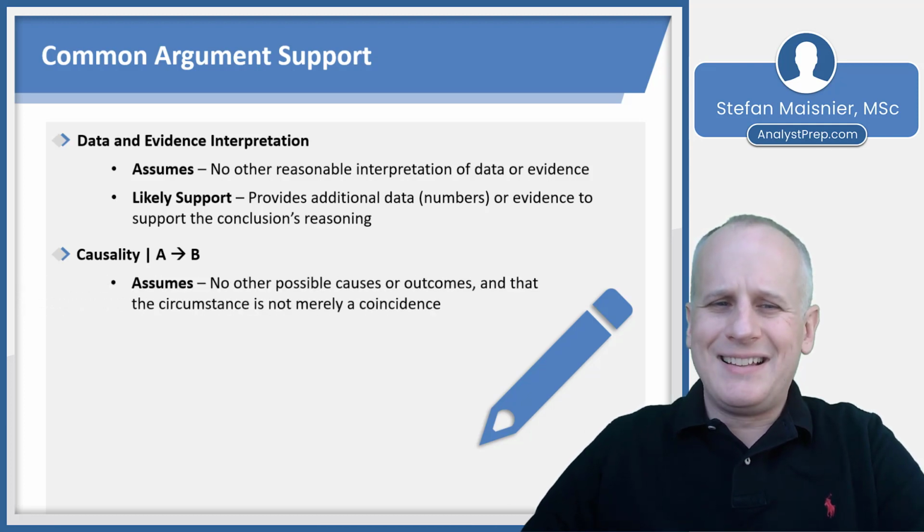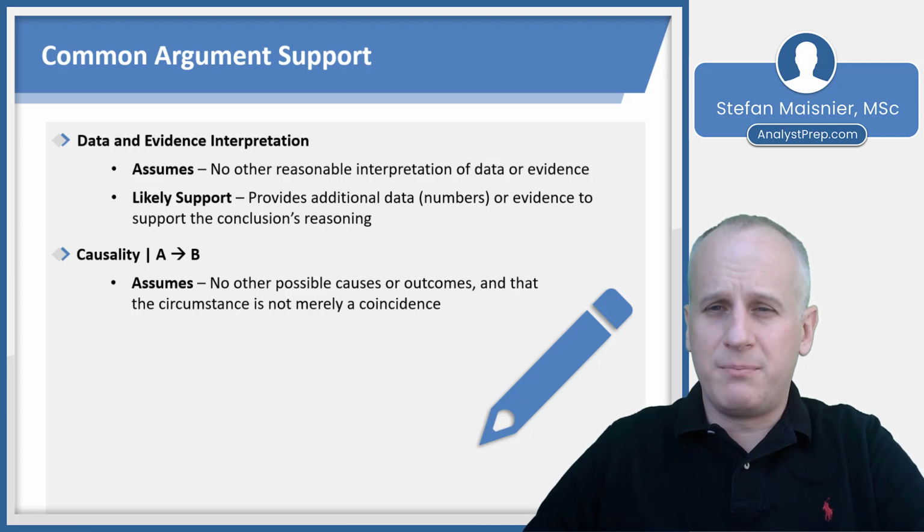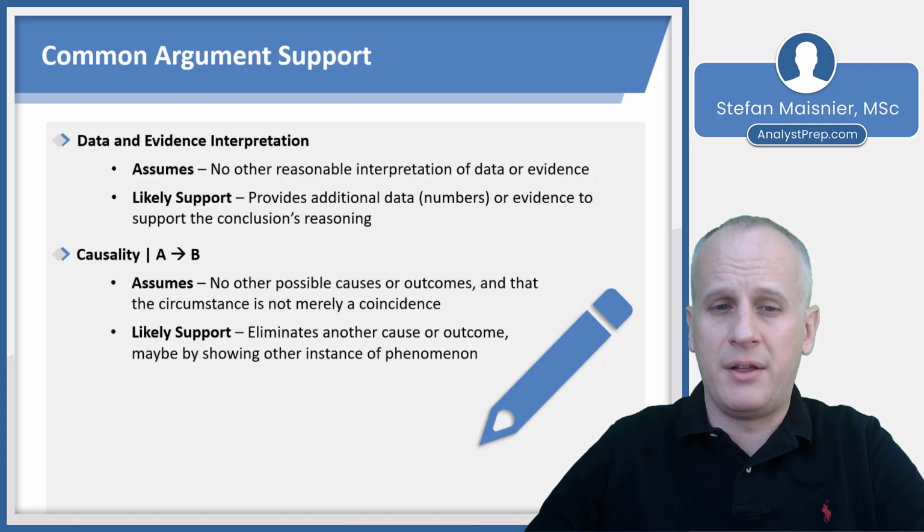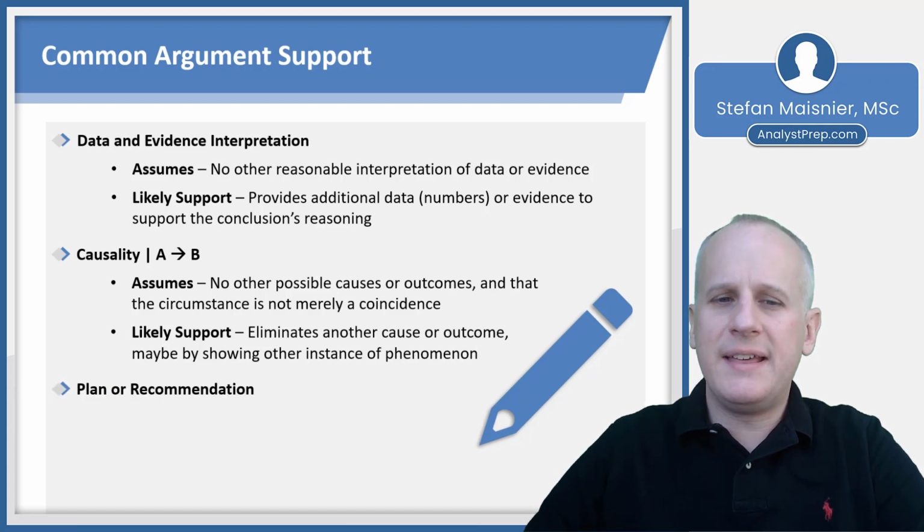Now, a causality assumes that there are no other possible causes or outcomes based on that relationship between the two variables, and that whatever the circumstance is between the two variables is not simply a coincidence. So, your support for a causality should eliminate another cause or outcome as being possible and potentially just show another instance of the phenomenon that indicates that it's less likely that the relationship is coincidental because it happened some other time.